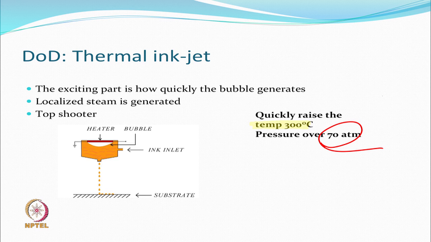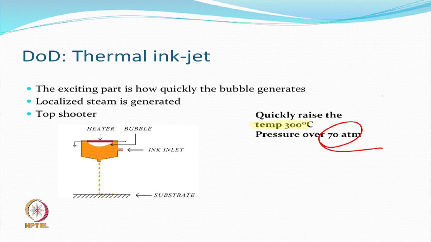The bubble generates very quickly, and so you can appreciate that the temperature of the ink within the small chamber that we are talking about does not change much, because if the temperature of the whole ink changes, the viscosity will drop and you will not know what to do. It does not happen, because most of the inks are aqueous based inks, it could be any solvent for that matter.